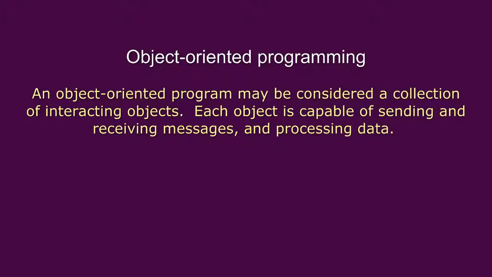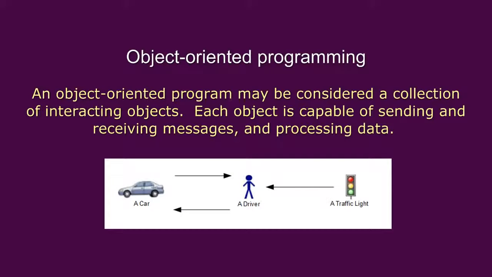An object-oriented program may be considered a collection of interacting objects. Each object is capable of sending and receiving messages, and processing data. Let's consider objects of a driver, a car, and a traffic light.